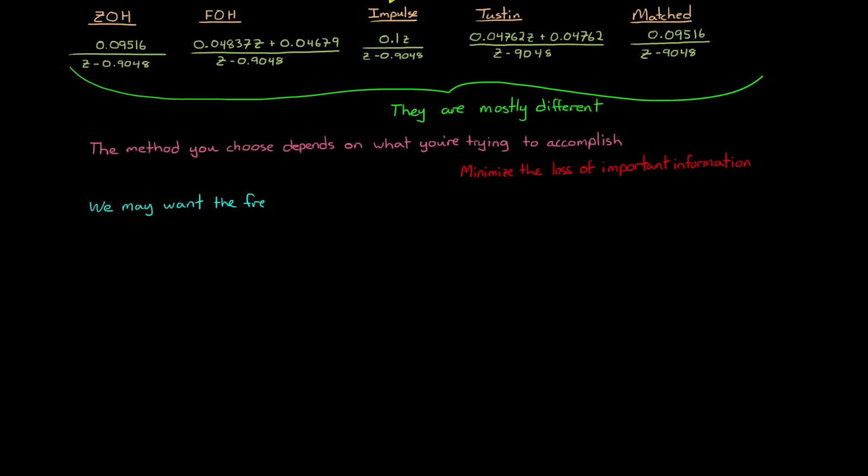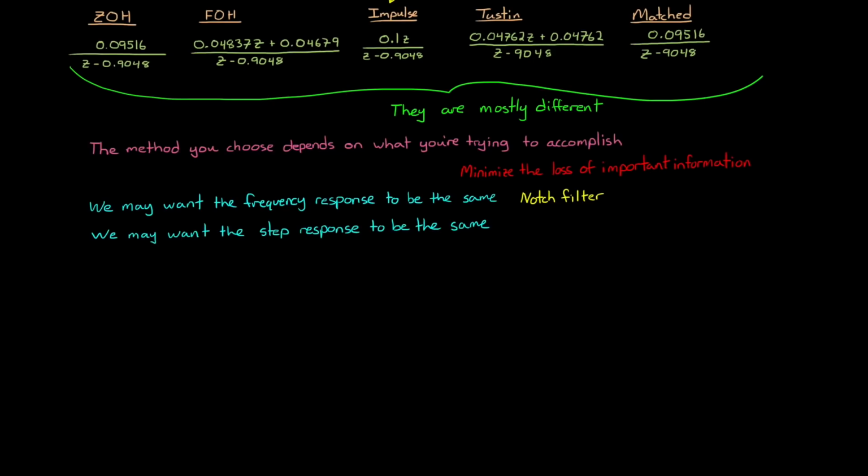For example, we may care very deeply that the frequency response of the discrete system matches the frequency response of the continuous system, but we don't care as much that the time response of the two systems are different. This is the case with notch filter design, for example. Or we may want our discrete system to represent the time response to a step input really well, but we don't care if the cutoff frequency moves around a bit.